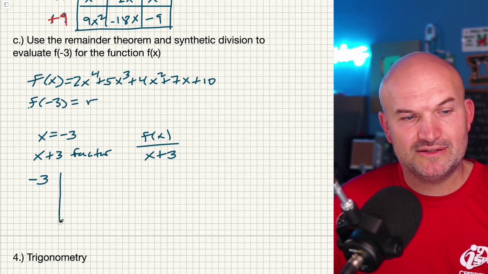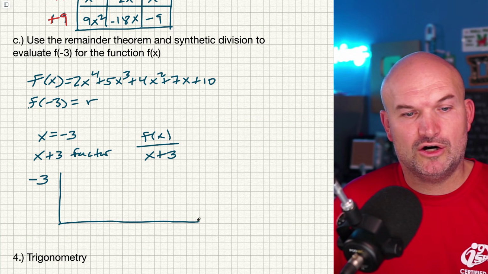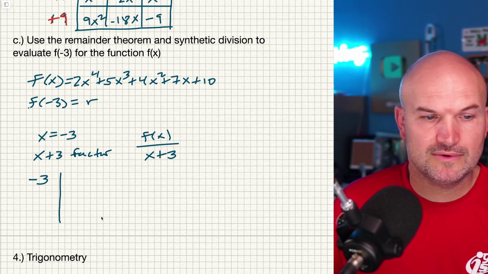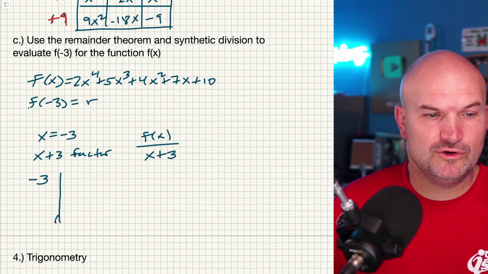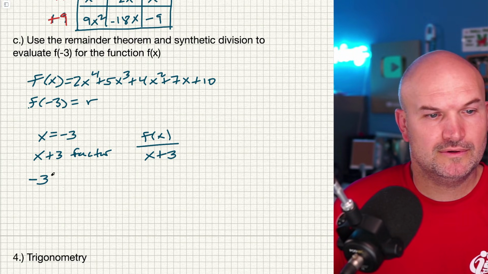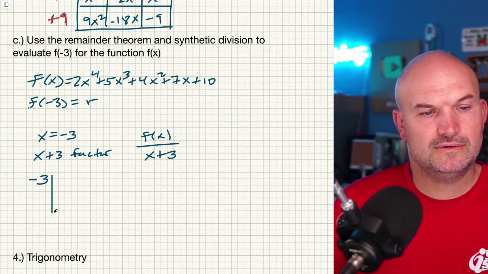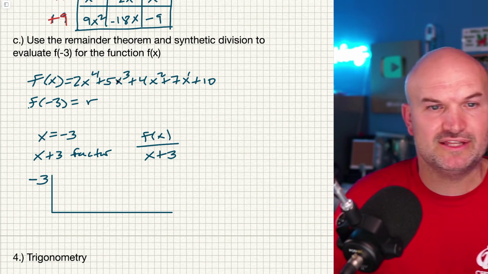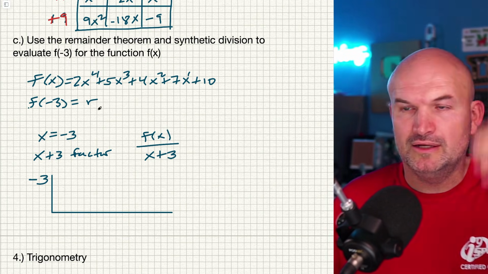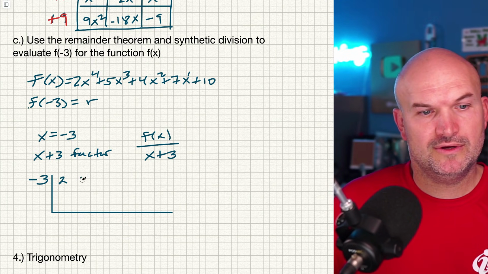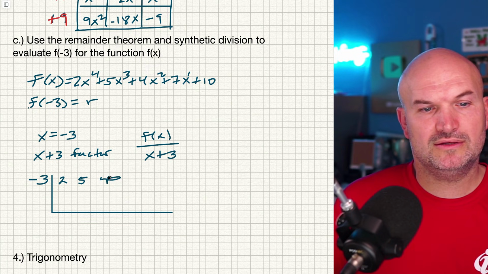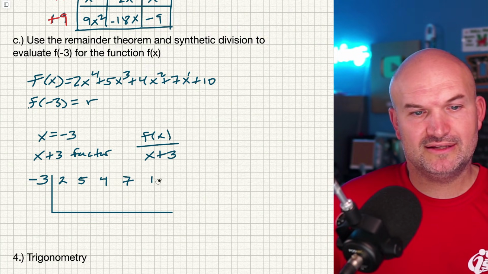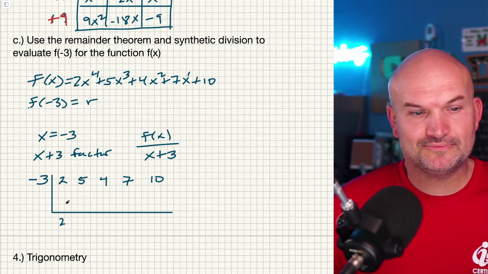So I'll take that number on the outside, and then let's take all the coefficients of my polynomial. Again, make sure you have descending order and make sure you have everything listed. So 4, 3, 2, 1, 0. So I'll have a 2, 5, 4, 4, 7, and 10. All right, so bring down the 2.